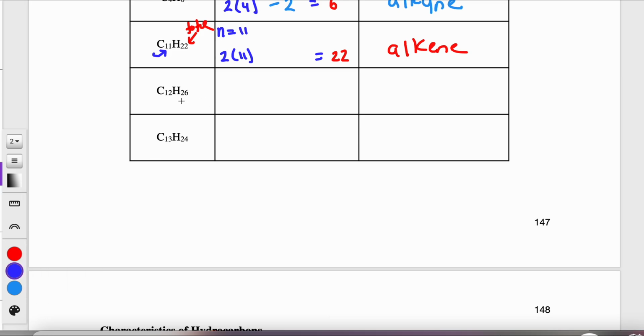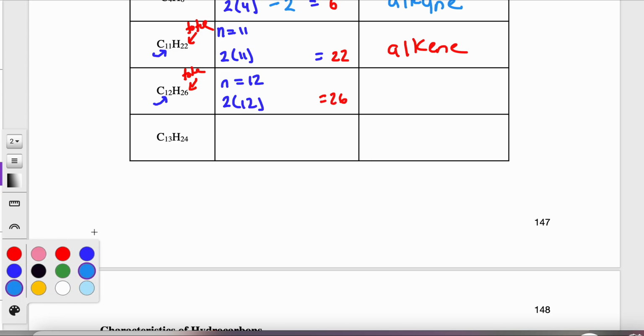Another example. So here, 12, the subscript of carbon, that is my N. So N equals 12. So 2 times 12, and my total has to equal 26. Well, 2 times 12 is 24, so it's not quite 26. To get to 26, I have to add 2 to it. So when I have to add 2 more, I understand that this belongs to the alkane family.